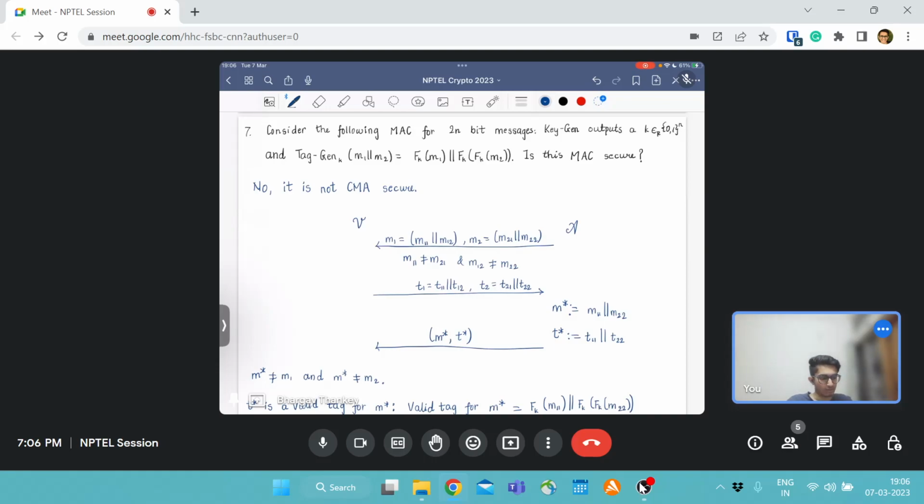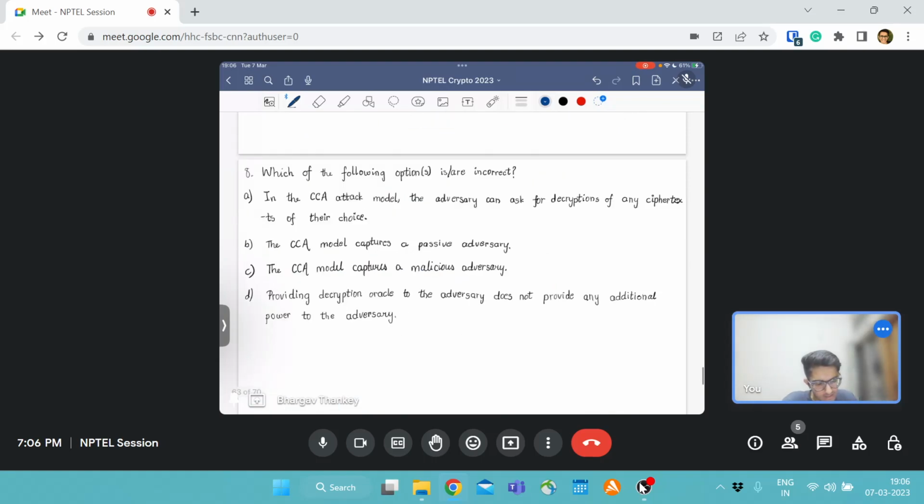Okay, so if there are no questions about this, let's move on to the next problem. The next problem is as follows. Which of the following options is or are correct? Option A: in the CCA attack model, the adversary can ask for decryptions of any ciphertext of their choice. Option B: the CCA security model captures the passive adversary. Option C: the CCA model captures a malicious or active adversary. And option D: providing a decryption oracle to the adversary does not provide any additional power to the adversary. So which of these are incorrect?